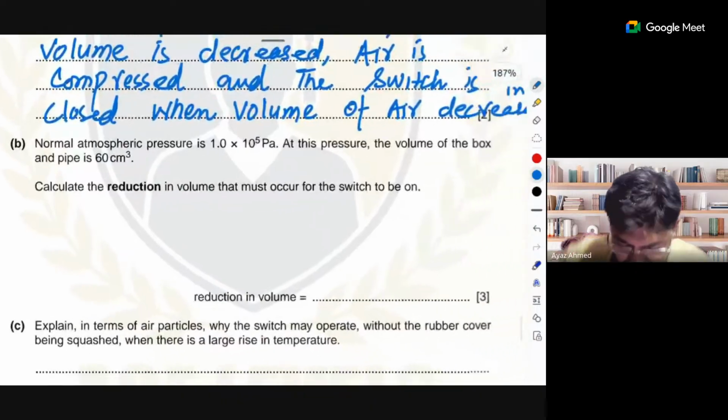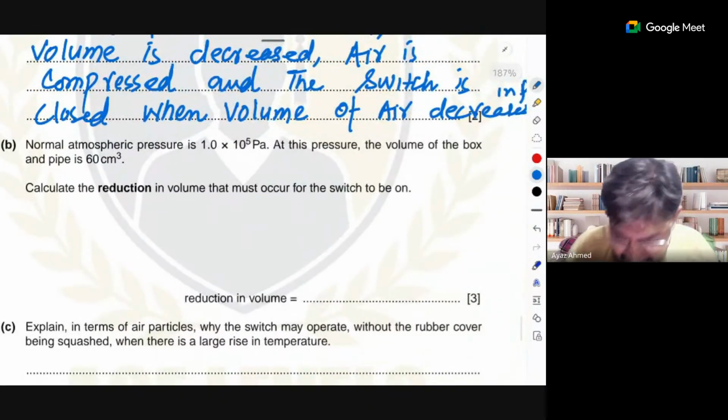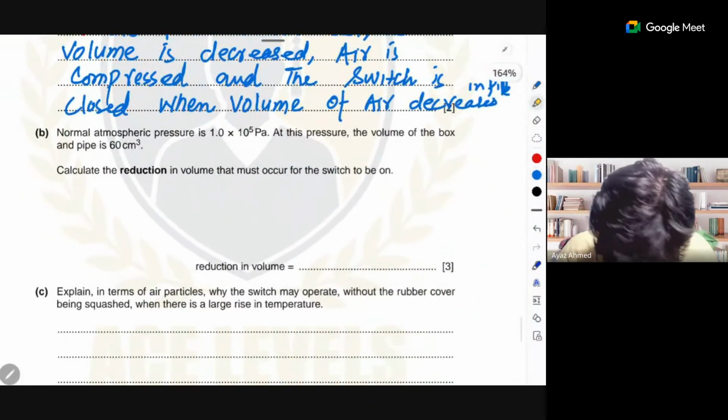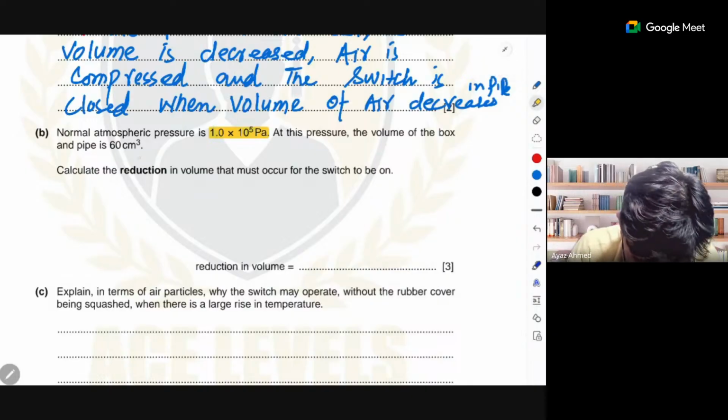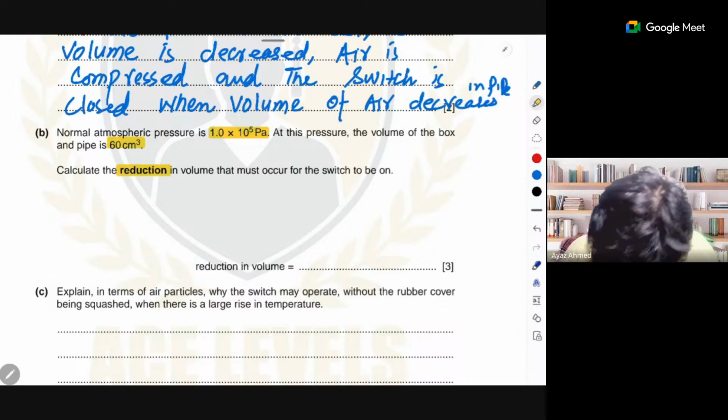Normal atmospheric pressure is 1.0 × 10^5 Pascal. At this pressure, the volume of the box and the pipe is 60 cubic centimeter. Calculate the reduction in the volume that must occur for the switch to be on.